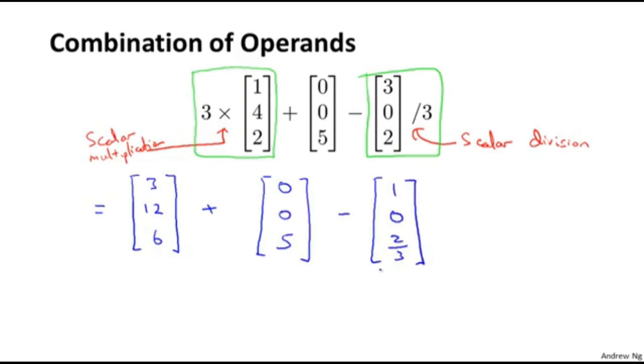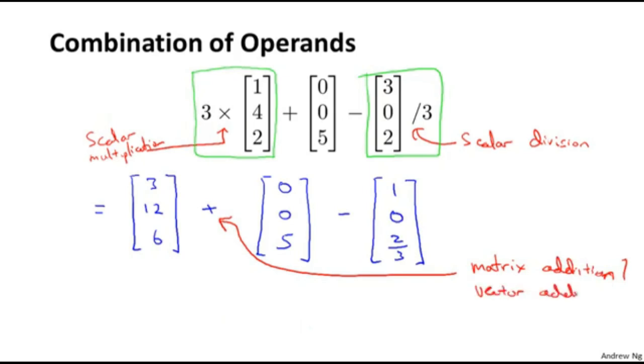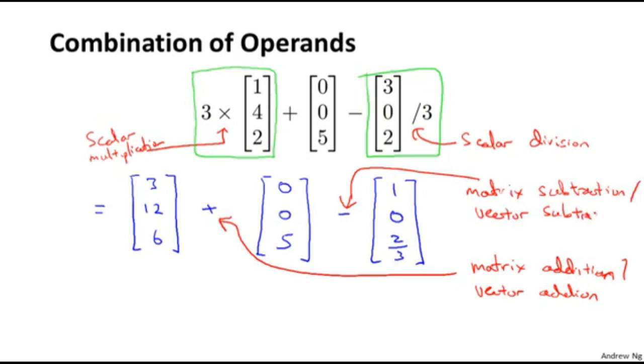And again, just to make sure we understand what's going on here, this plus symbol is matrix addition. Or really, since these are vectors, remember vectors are special cases of matrices, right? We can also call this vector addition. And this minus sign here is again matrix subtraction. But because this is an n by 1, really a 3 by 1 matrix, this is actually a vector. So we can call this vector subtraction as well.